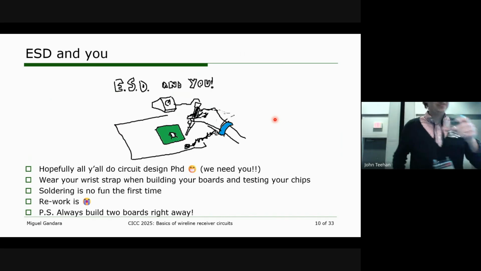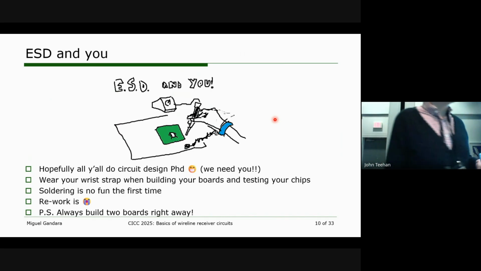So ESD and you. This is a very important point for all the people that will hopefully be going to grad school.